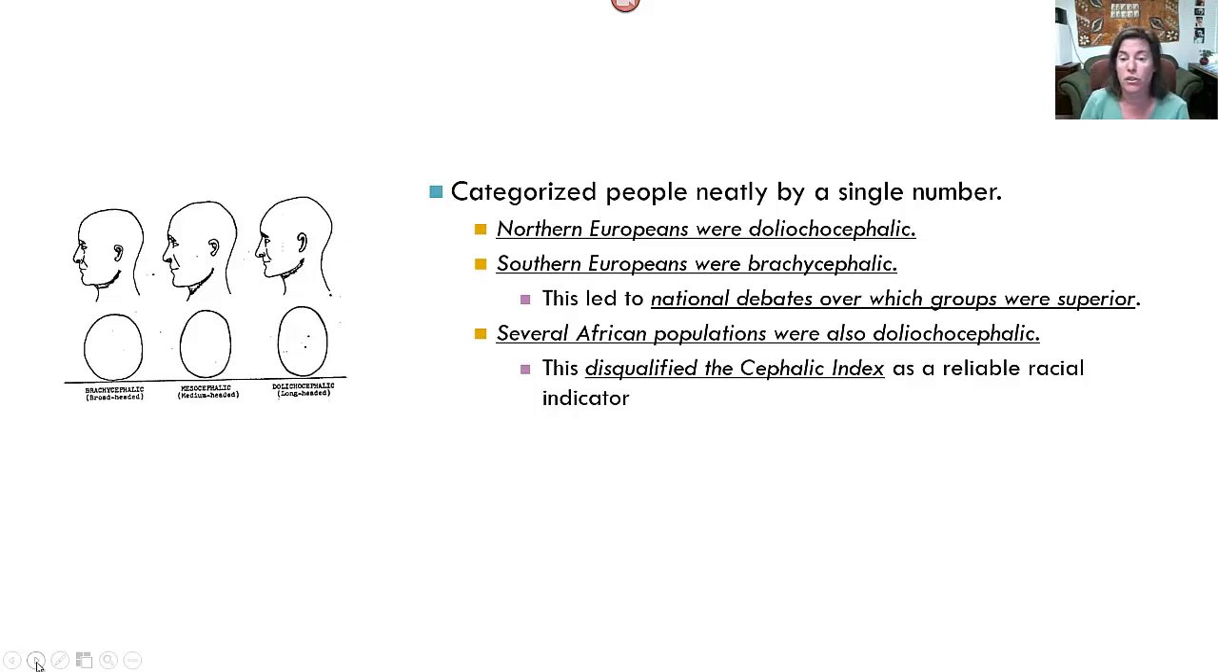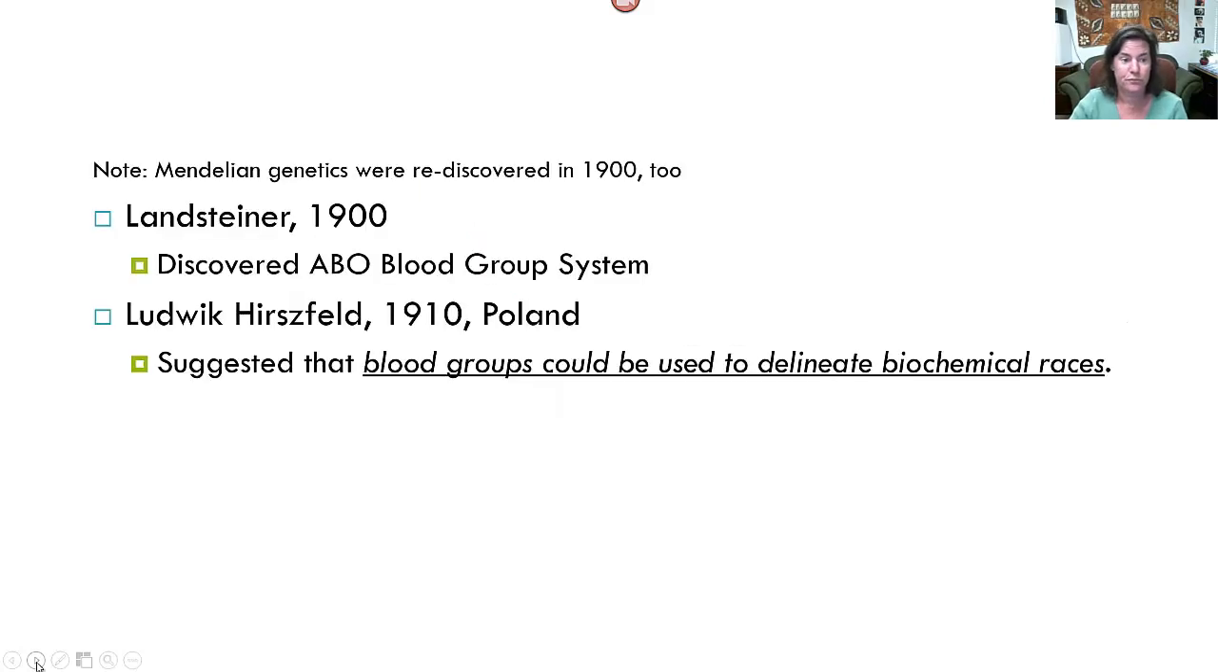Northern Europeans were dolichocephalic, Southern Europeans were brachycephalic, and this led to numerous national debates over which group was superior. Were the Northerners or the Southerners superior? Several African populations were then explored in terms of their head shape, and they were found to be dolichocephalic. And all of a sudden, people realized that the cephalic index was not a reliable racial indicator.